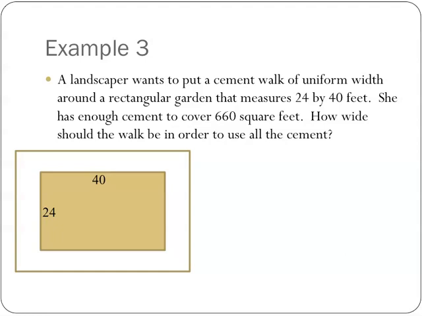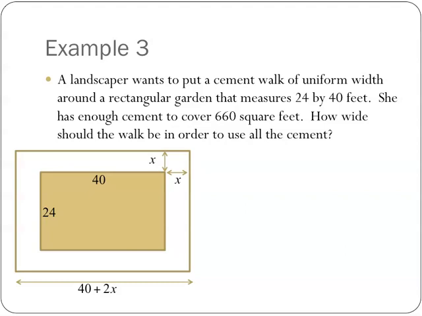Now, since we don't know the exact width of the cement walk, in fact, that's what we're trying to find out, but we do know it's going to be uniform, which means that the width is always going to be some value x or some value w, whatever variable you want to use there. So since we know this is x and this is x, that means that this entire length, including the walk of uniform width, is going to be 40 plus x on either side, so plus 2x. Same thing on the other side.